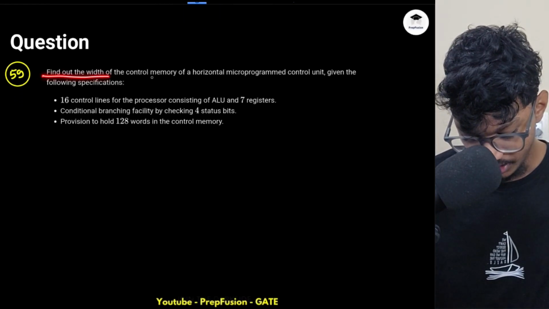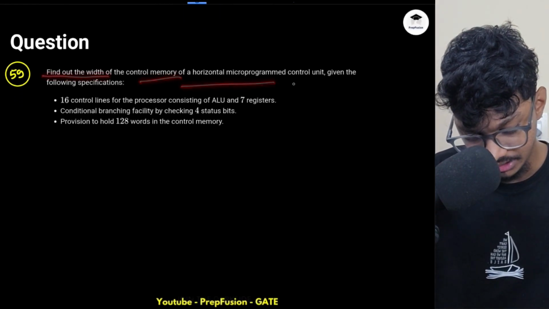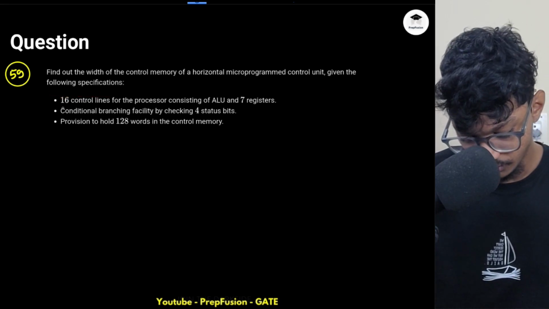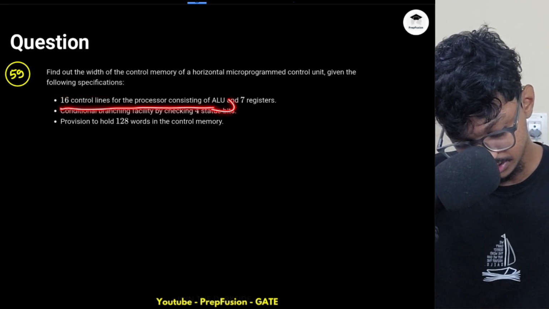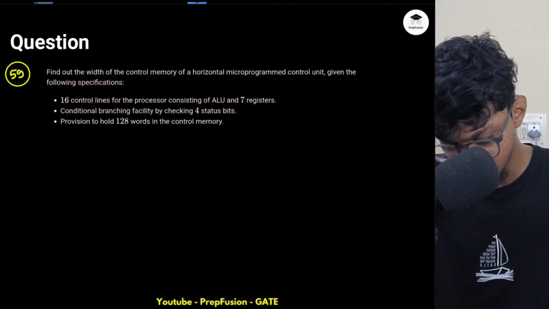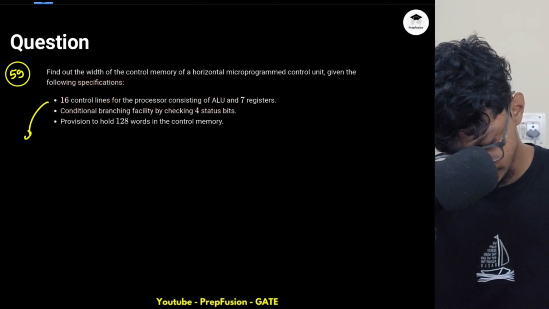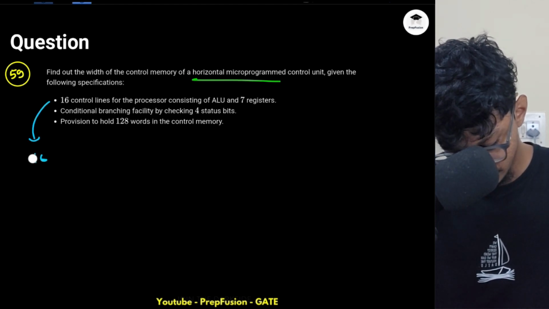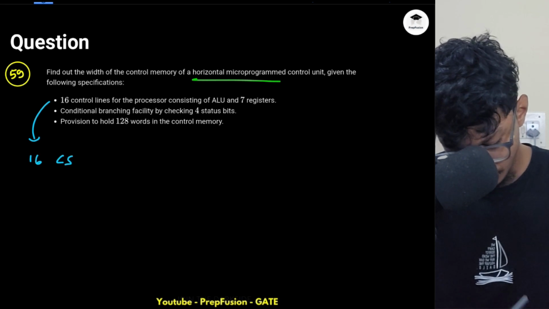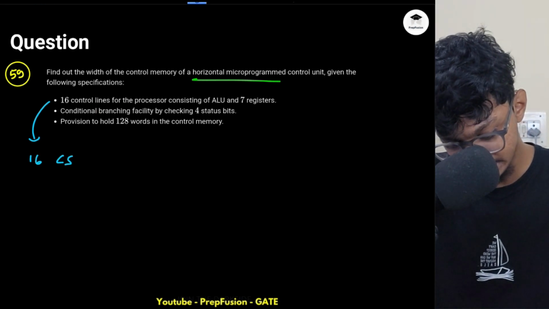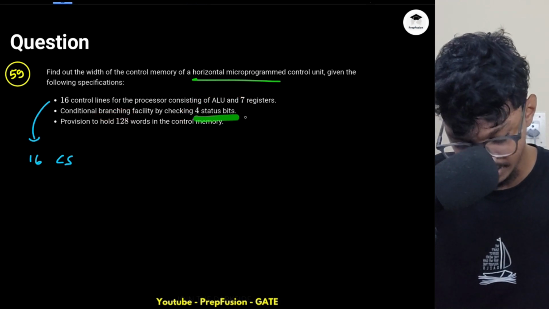So we have to find out the width of the control memory of a horizontal microprogram control unit for the following specification. So we have 16 control lines for a processor consisting of ALU and 7 registers. So we have 16 control lines for this particular ALU and registers. So we have 16 control signals, correct? And this we have to calculate for horizontal microprogrammed. Okay, so 16 control signals for horizontal microprogram, and we have a conditional branching facility by checking 4 status bits.